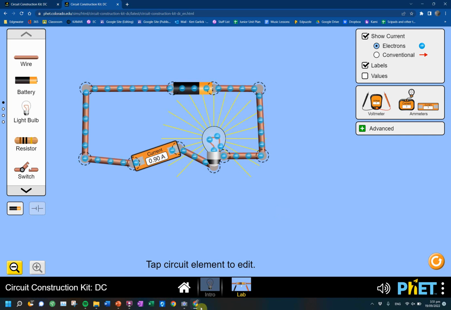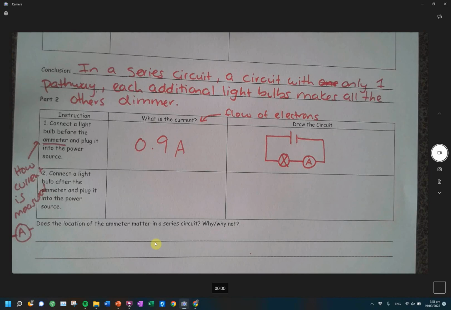All right, so last question here is, does the location of the ammeter matter in a series circuit? Why or why not? The answer is no, it does not matter when it comes to a series circuit, because we are just trying to measure the flow of electrons, which can be done anywhere in that circuit.